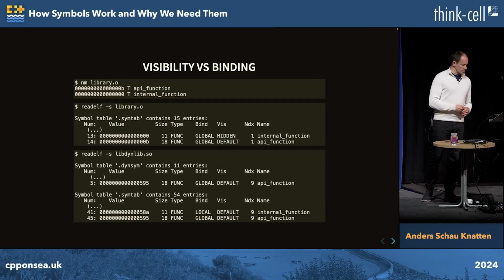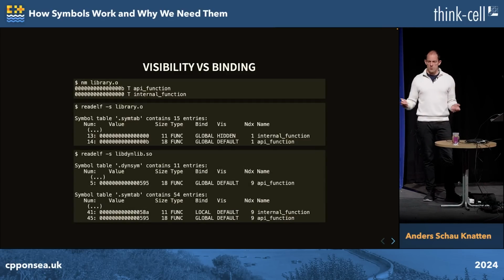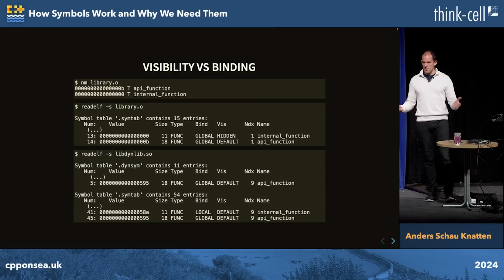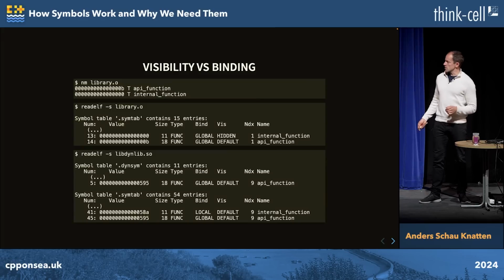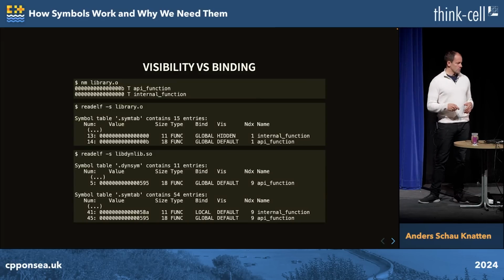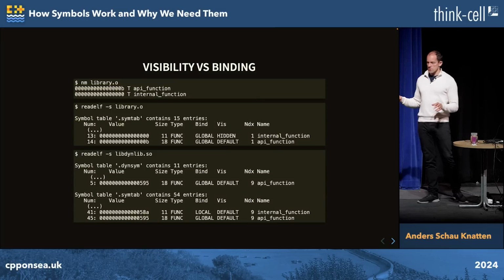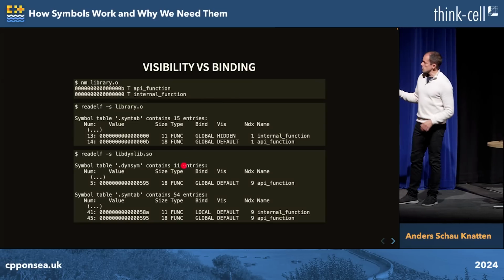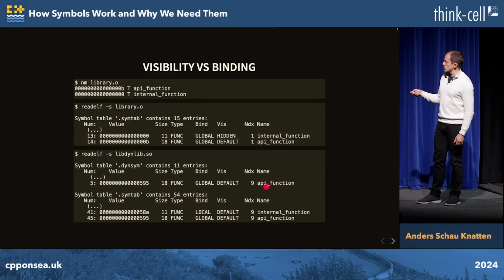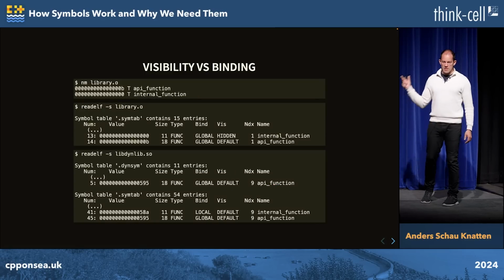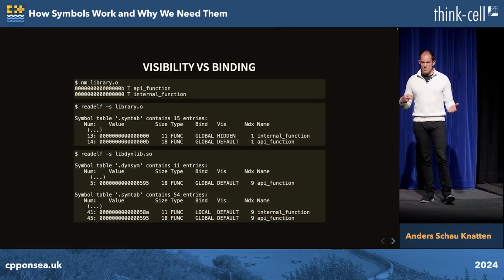And if you continue to run the list of symbols on the SO file after you made the SO file, linking is done, the SO file is finished, ready to be shipped, you can see now we have two symbol tables. So we have the symtab at the bottom, which is the same as before, basically, but you have a new one called dynsym. And in dynsym, we only have the API function. The internal function isn't even in the dynamic symbol table with hidden visibility or anything. It's not even there.